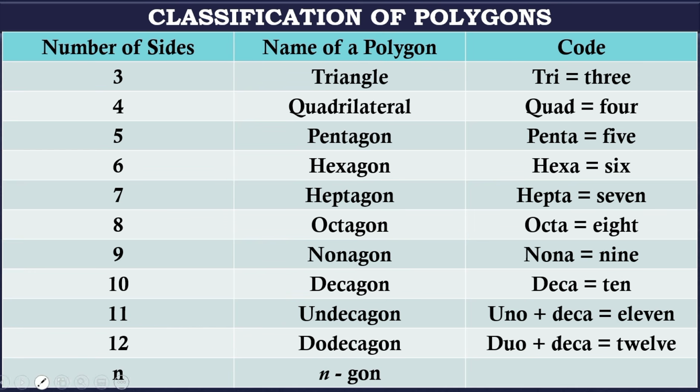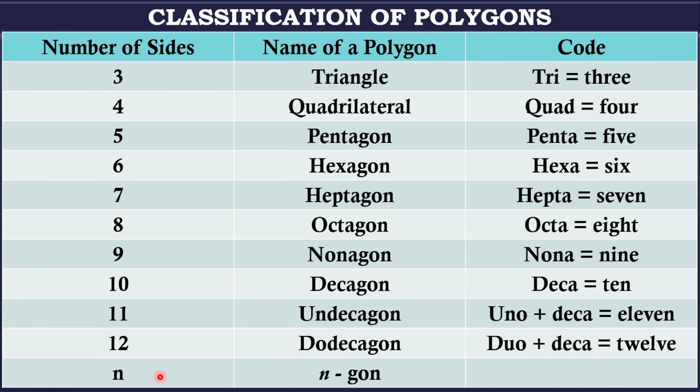Now, yung mga susunod dyan, you can make use of n. And we may call it n-gon. So, let's say, meron kang polygon na 15 sides. You may call it 15-gon. Kasi po, ang mga pangalan ng mga susunod na polygons natin ay napakahahaba po.